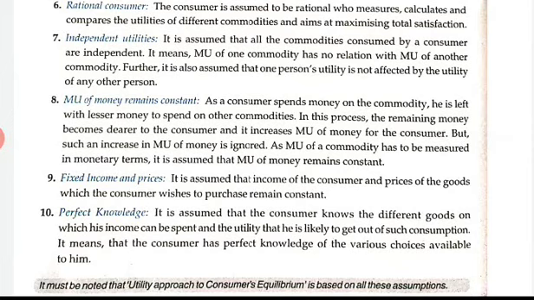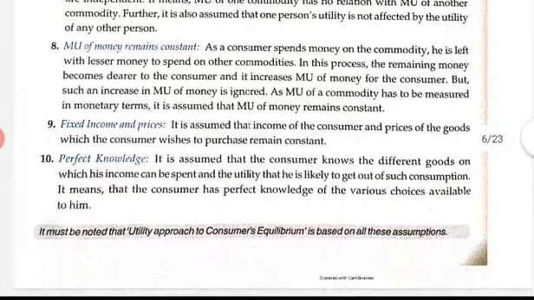As the marginal utility of a commodity has to be measured in monetary terms, it is assumed that the MU of money is constant. So the marginal utility of money is always constant. Another assumption is fixed income and prices. It is assumed that the income of the consumer and the prices of the goods which the consumer wishes to purchase remain constant. So income and prices are fixed.